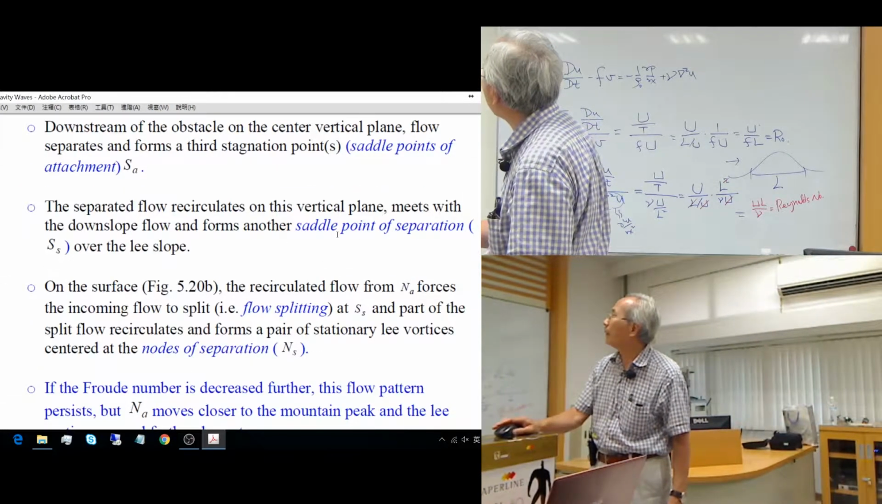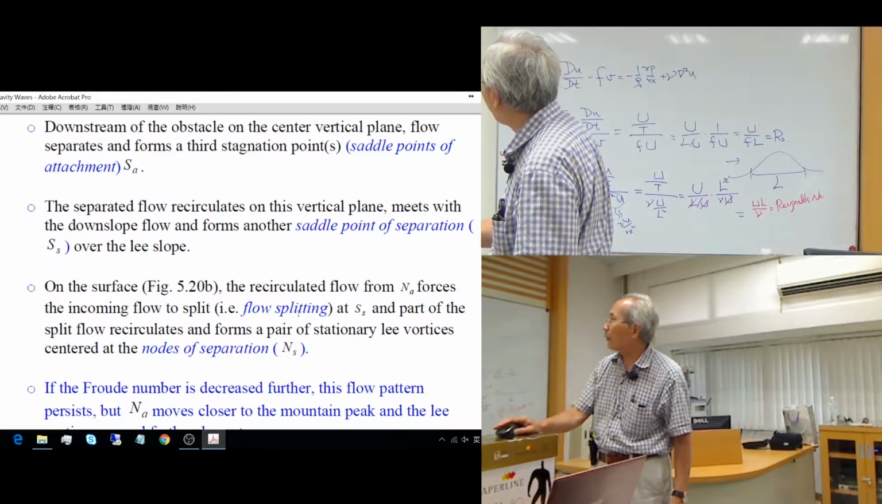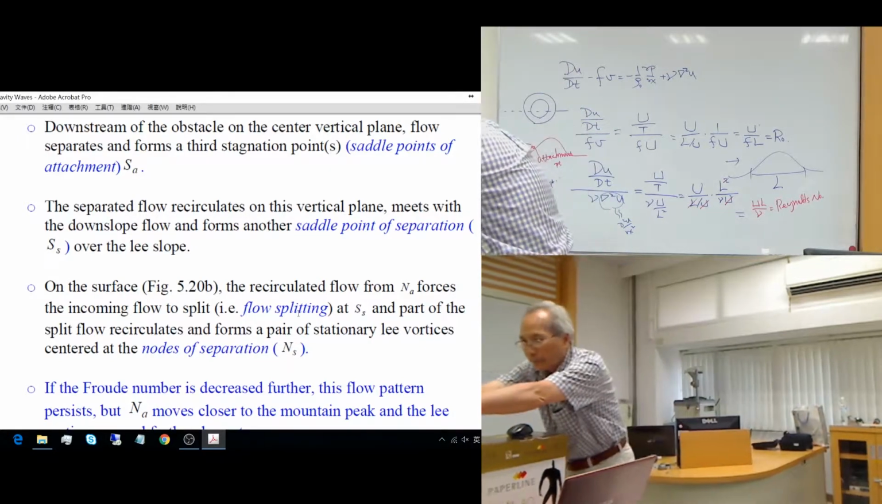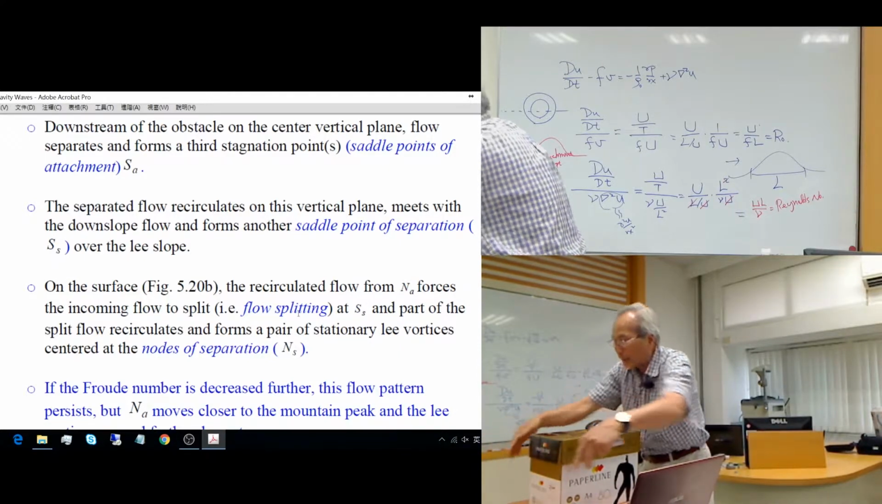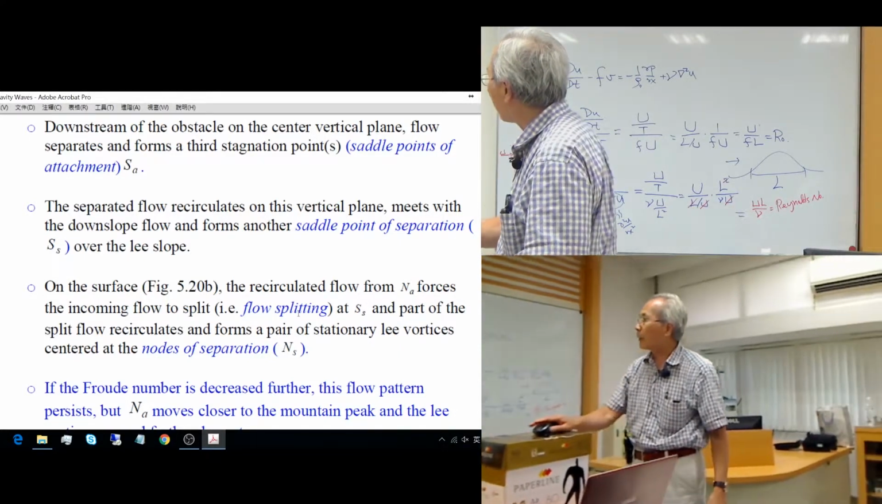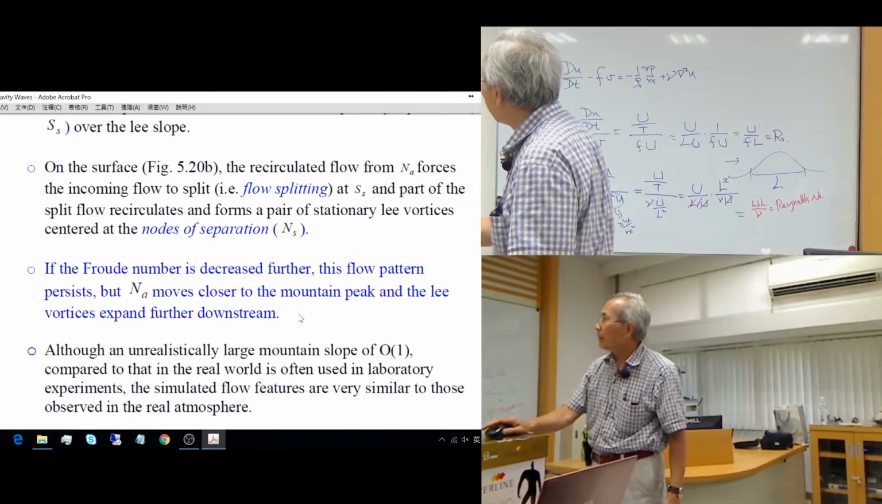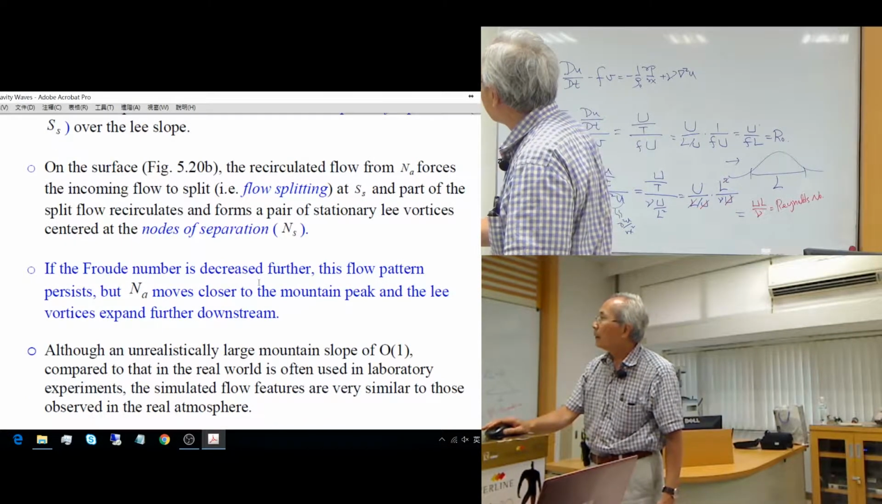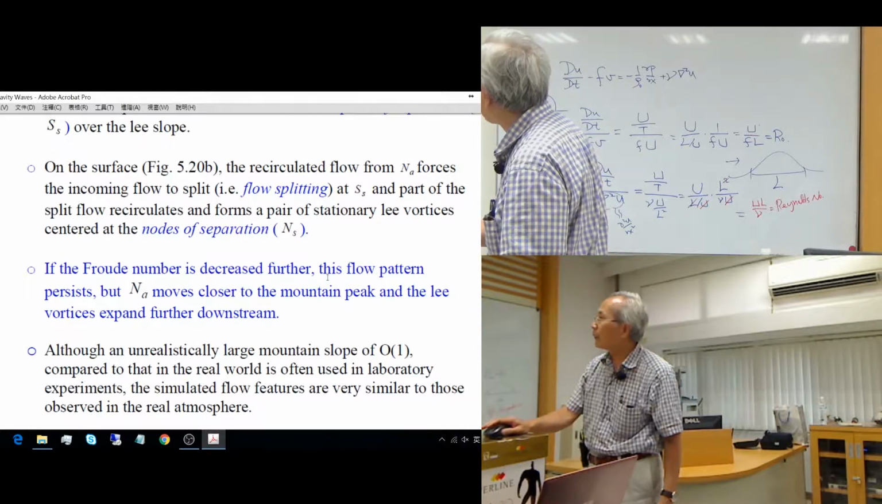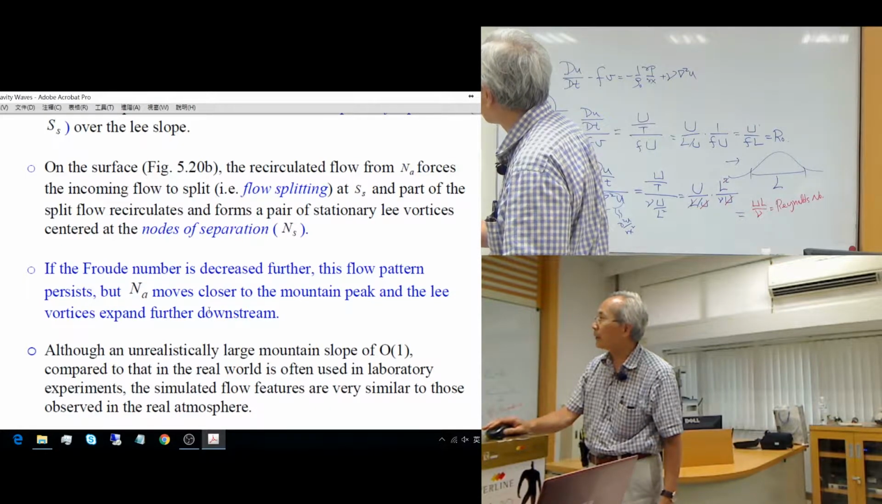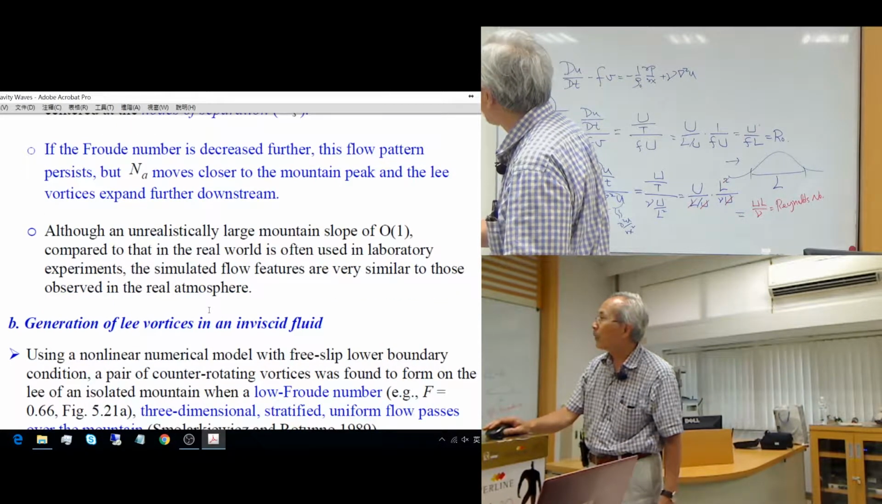And you have the flow splitting. This phenomenon is called flow splitting because at low flow number, flow comes in and then splits to go around the mountain. If the flow number is decreased further, the flow pattern persists, but NA moves closer to the mountain peak, and then the vortices expand further downstream.